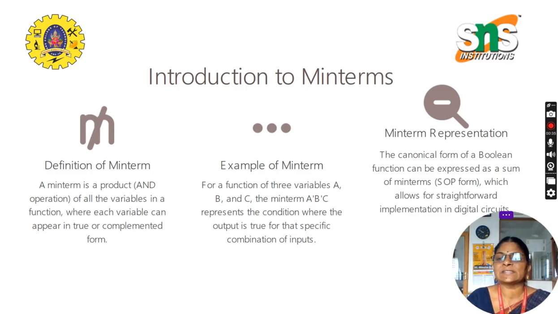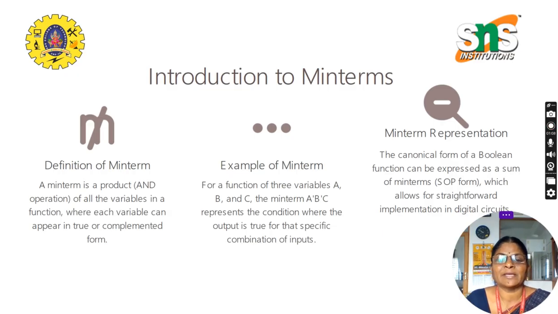So first let us discuss minterms. We can go with the definition, an example, as well as how we can represent it. A minterm is a product, an AND operation, whereas the maxterm is vice versa with OR operation. So a minterm is a product of AND operation of all the variables in a function, where each variable can appear either in true or complemented form.